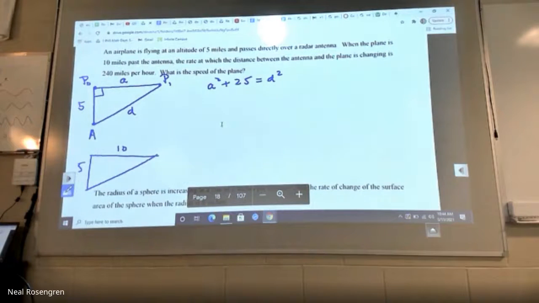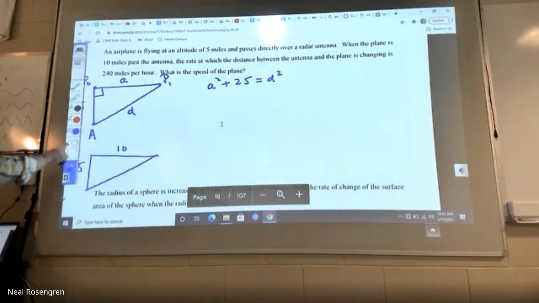You don't have to put 5 squared, you can call it 25. And I guess we'll probably need D. Well, I will probably need that, but I'm going to leave it blank for just a second until I see if I need it or not. But let's differentiate both sides with respect to time.